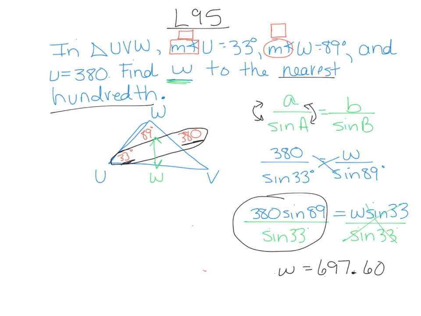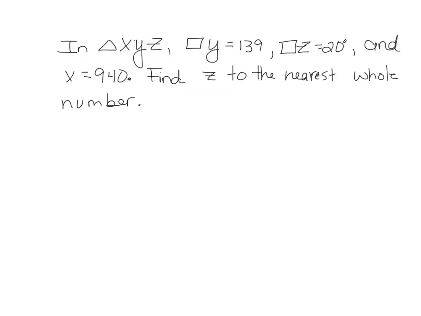So we're going to try another problem with law of sines. Basically, you're always looking for that pair you know, and then a pair you're looking for. So in this case, U is the pair I knew, and W is the pair I had the side I was looking for. So here's our next law of sines problem.